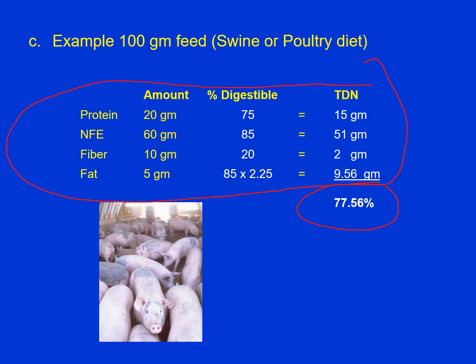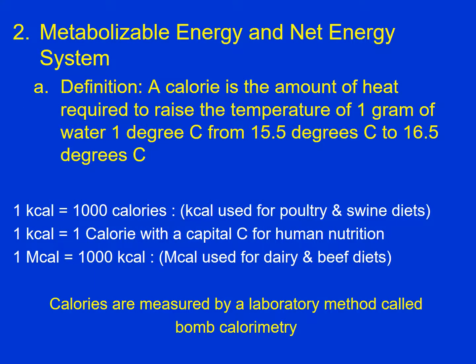many years. Well, currently most rations are going to be balanced using the metabolizable energy or net energy that's available in the feedstuffs. So in this case, we're counting calories, just like for human nutrition. Now a calorie is the amount of heat required to raise the temperature of 1 gram of water 1 degree Celsius, from 15.5 degrees to 16.5 degrees Celsius. All right, so precise definition there.